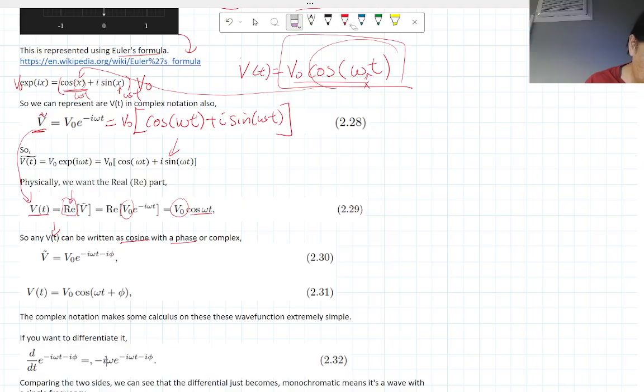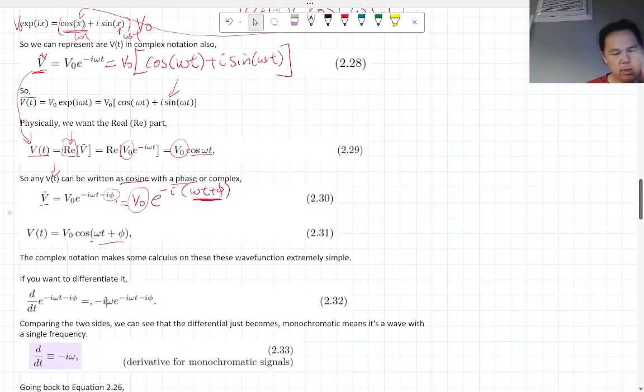The book doesn't write it all the time, but any voltage can be represented by this V naught, which is the amplitude, times this e to the minus i omega t, and there's also a possibility of a phase shift. It's usually better written like this, where you factor out the negative i, omega t plus phi. When we take the real part of it, the argument inside becomes the cosine. You take the amplitude, and then you just ignore the rest of it.